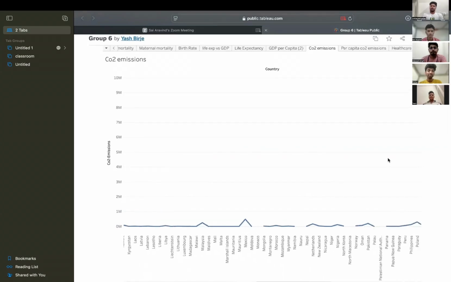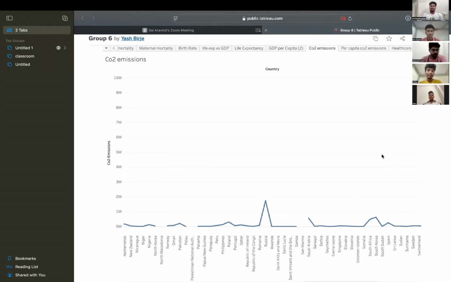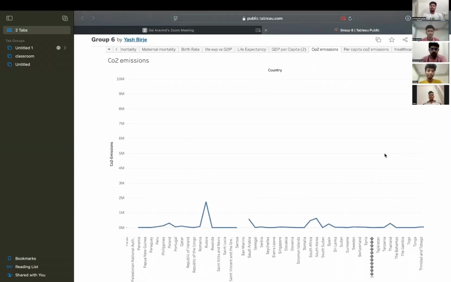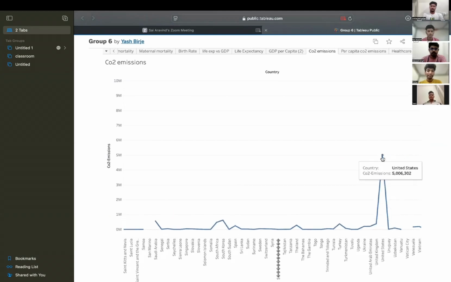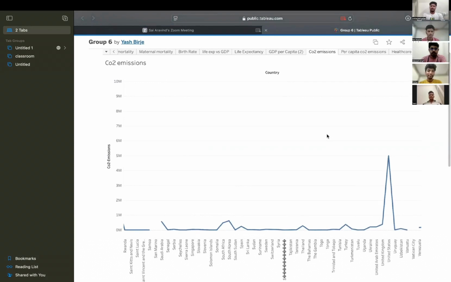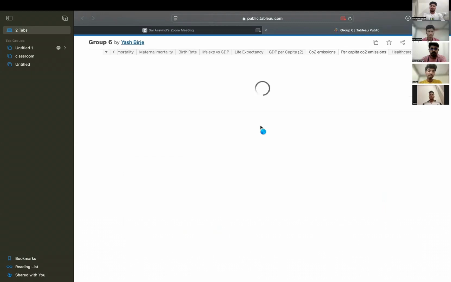So from this graph, it gives us the illusion that most of the CO2 emissions, that is, pollution, is done by the developing countries, and most of the pollution is also done by Asian countries. But this is a false illusion. To show that, I created a graph of per capita CO2 emission.